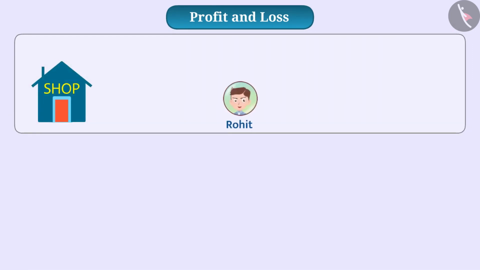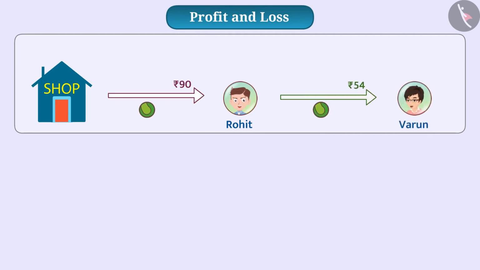Now, let's look at another situation of the transaction. Suppose Rohit bought an item for rupees 90, but due to some reason, he had to sell the item for rupees 54. Here, the cost price is 90 rupees and the selling price is 54 rupees. Now think, had Rohit earned profit in this situation?